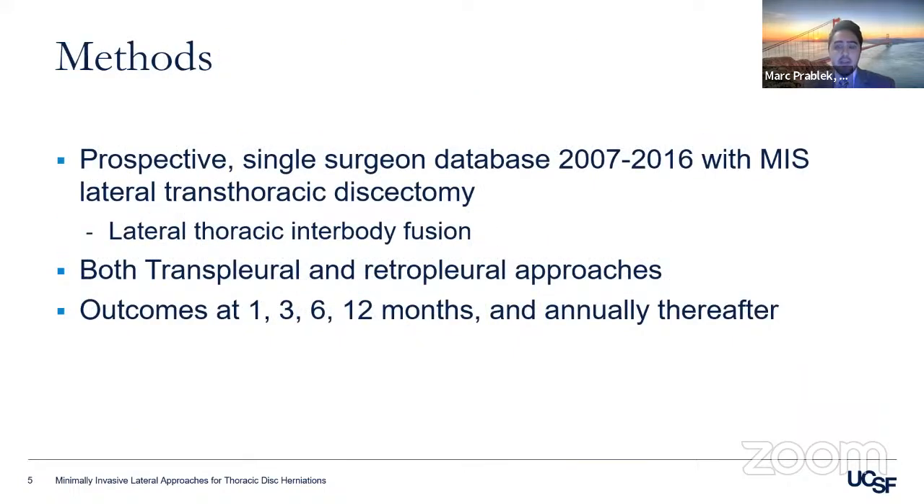This paper in particular was a prospectively collected single surgeon database collected from 2007 to 2016 of patients who underwent lateral transthoracic discectomy. I wasn't 100% sure on how many patients underwent thoracic interbody fusion, but there were a certain proportion of patients who had interbody cages placed as well. The approaches in this database were both transpleural and retropleural, and outcomes were assessed at 1 month, 3 months, 6 months, 1 year, and then annually thereafter.